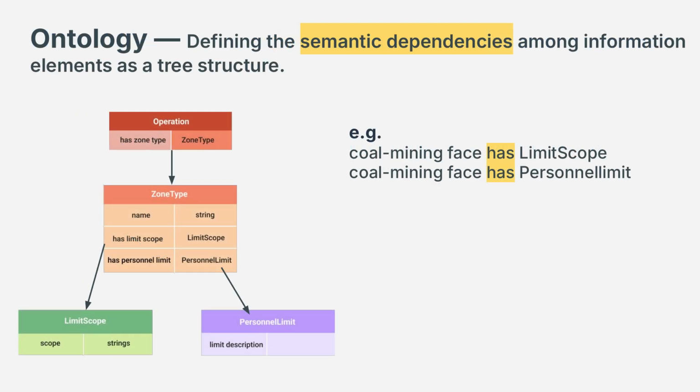Next, with the ontology, we define how these elements depend on each other. For example, if we have a zone type like coal mining, we can attach things like the limit scope or personnel limits. This is why we need the ontology. It lets the system reconstruct the rule into a form similar to the operation procedure, enabling accurate retrieval.